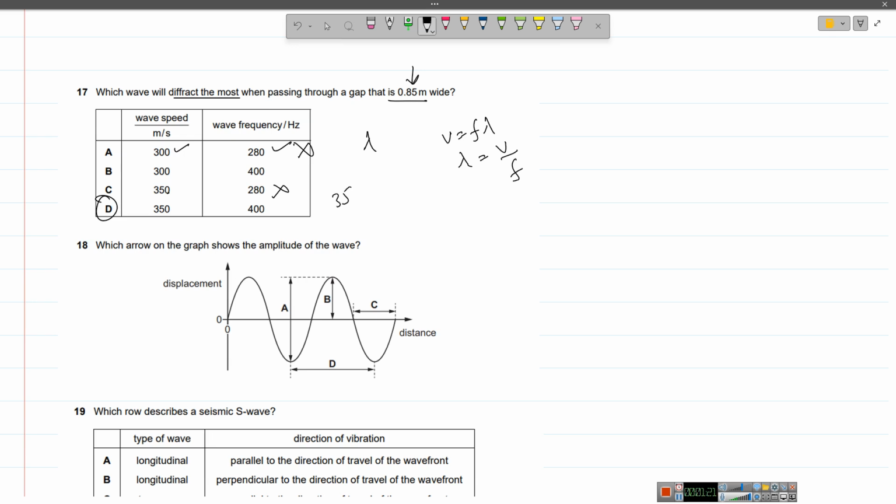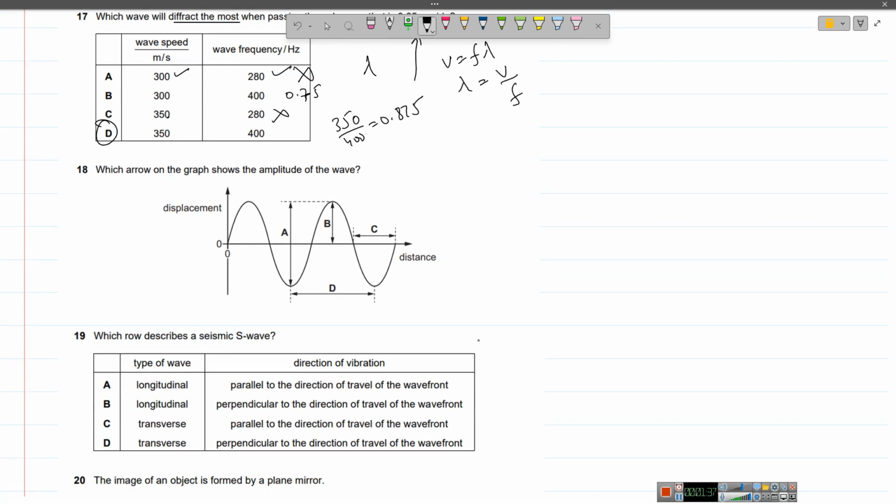Because 350 divided by 400 is equal to 0.875, which is closest to this value, right? This is 0.75, which is smaller than that, so it would diffract less, right? So we need a value which is closest, not equal, but closest to it, okay?